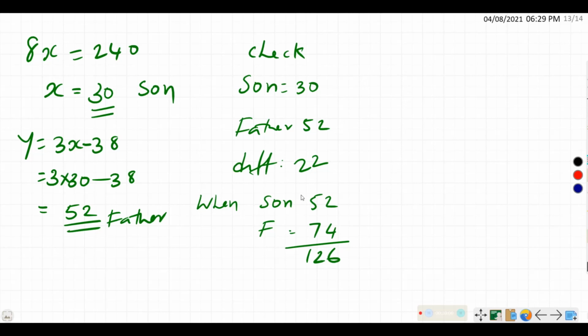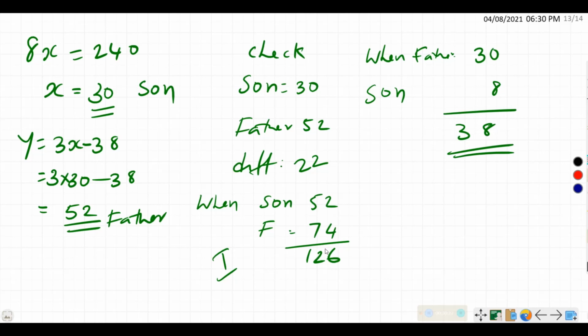The same way, when father's age becomes equal to son's, from 52 he should go back to 30 years. That means 22 years back. So he will become 30 years, and son who is 30 years now will again minus 22, which means 8 years old. So 30 plus 8, 38. The second condition is also satisfied. So you will leave the exam hall thinking that I got the correct answer. You can check if time permits and you will feel the answer is correct.